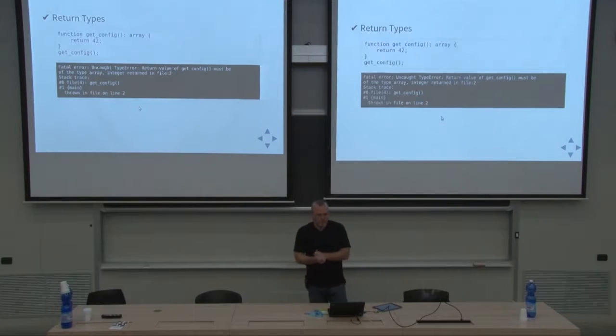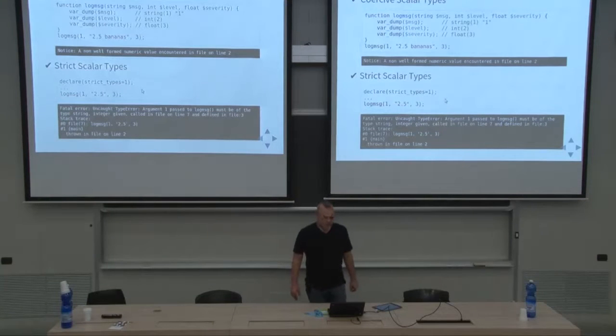New feature, return types. The syntax is this, colon, and then the type that this function is supposed to return. If you get it wrong, you get an exception, a type error exception, with a stack trace. So in this case, I said it's supposed to return an array, but I returned a scalar, an integer, and it tells you you got it wrong.